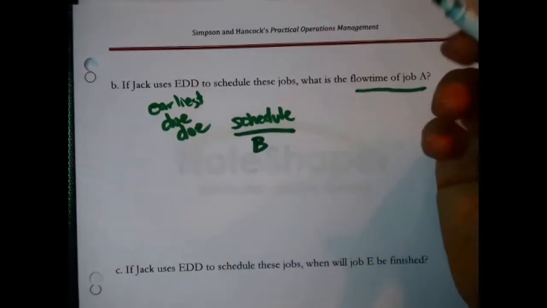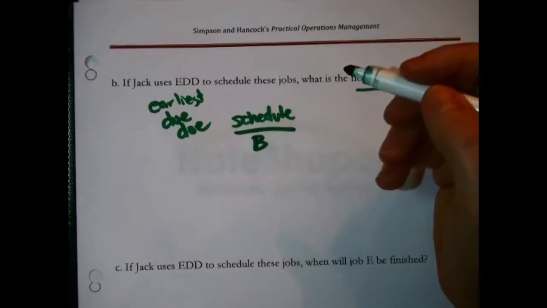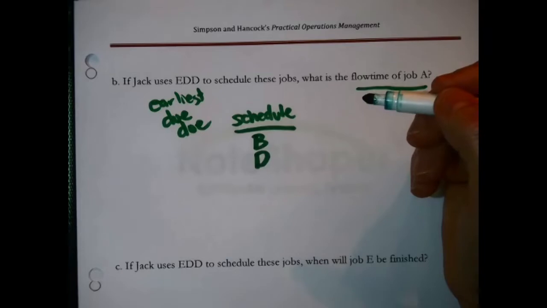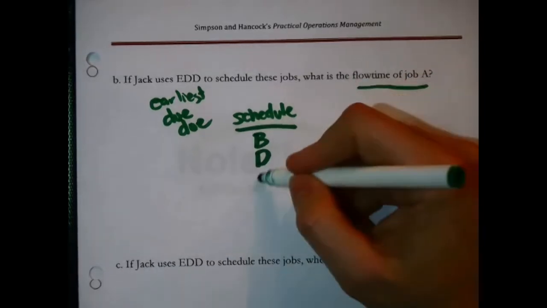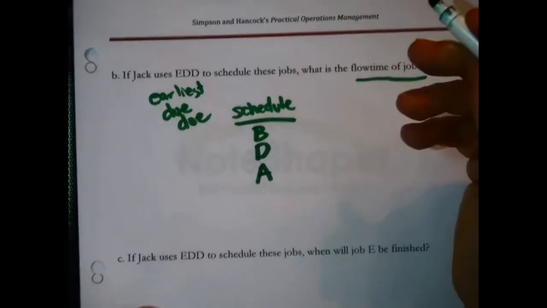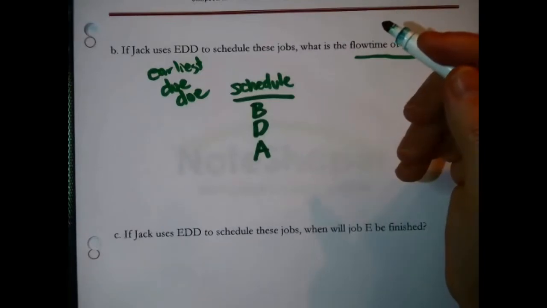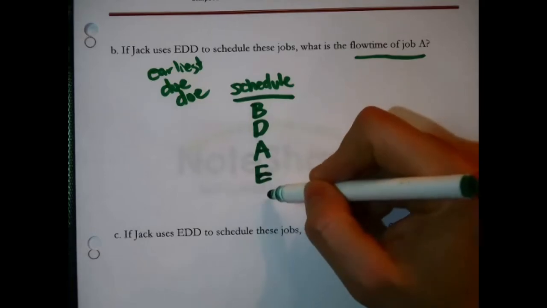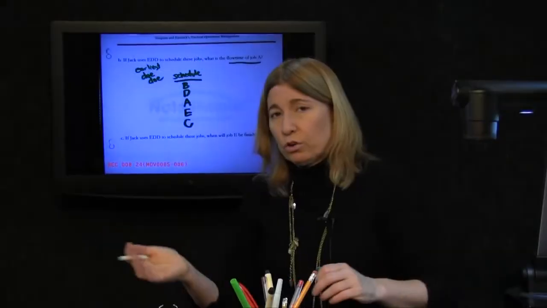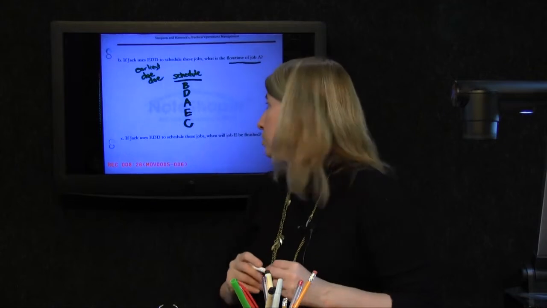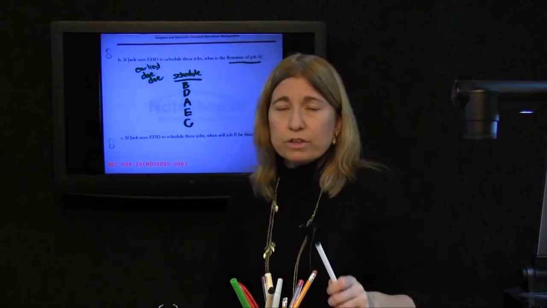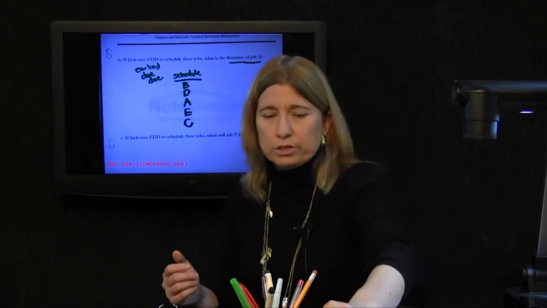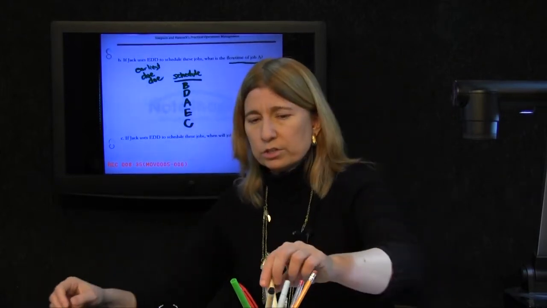And then who's the next earliest, the next smallest? Well, that would be D. Then who is the next earliest, the next smallest? That would be A. This is starting to sound familiar. Who's the next earliest, the next smallest? Oh, that would be E. And then the last one would be C because it has the largest of the due dates. All right, fine. Now, it didn't ask for the actual schedule. It asked for the flow time for A, so we should then complete the flow time calculations.